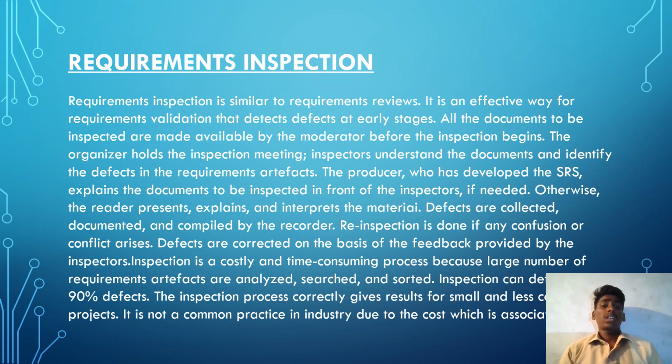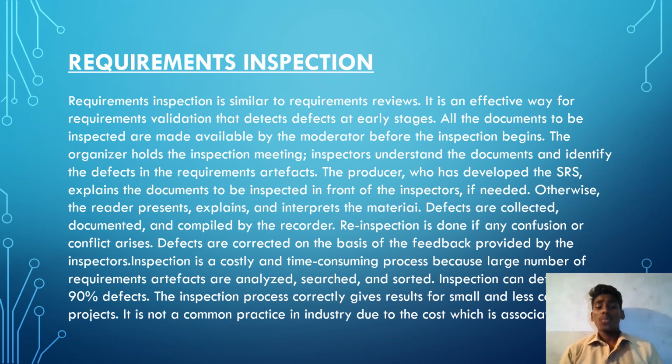Requirement inspection. Requirement inspection is similar to requirement reviews. It is an effective way for requirement validation that detects defects at early stages. All the documents to be inspected are made available by the moderator before the inspection begins. The organization holds the inspection meeting, inspectors understand the documents and identify the defects in the requirement artifacts. The producer who has developed the SRS explains the documents to be inspected in front of the inspectors if needed. Otherwise, the reader presents, explains and interprets the material.